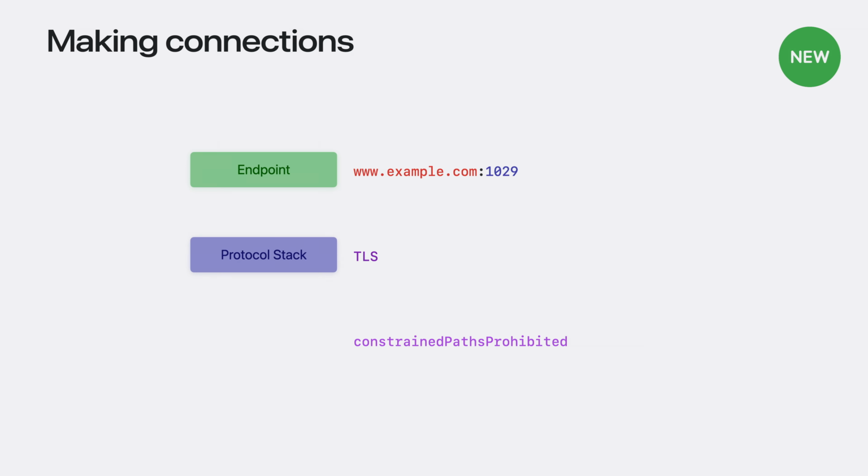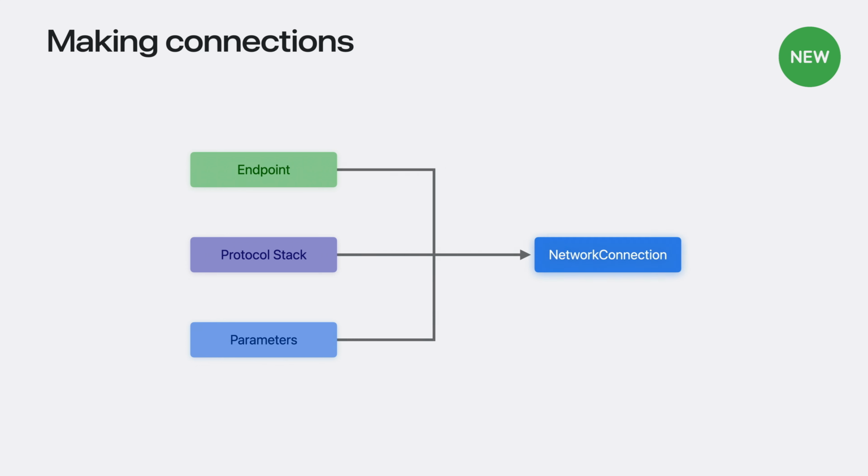Your protocol stack is how you want to connect. Your parameters help refine how you get there. You combine these to make a network connection. Let's go through an example of how this works in practice.